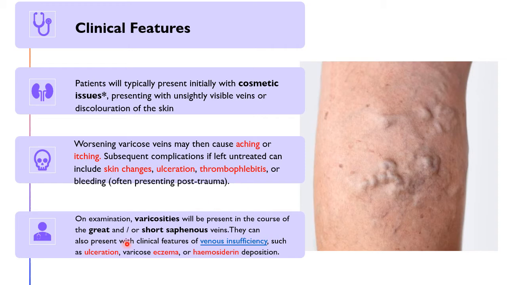On examination, the varicosities will be present in the course of the long or great or short saphenous veins. They can also present with features of chronic venous insufficiency, such as ulceration, varicose eczema, or hemosiderin deposits.